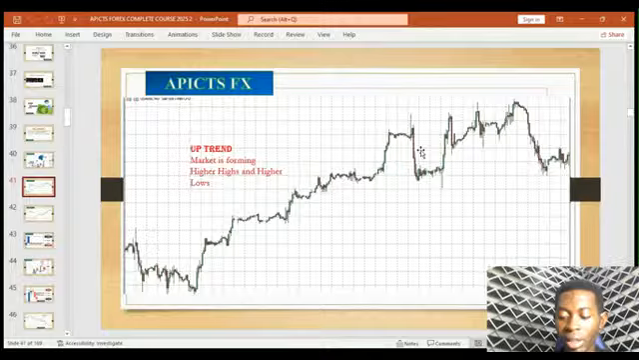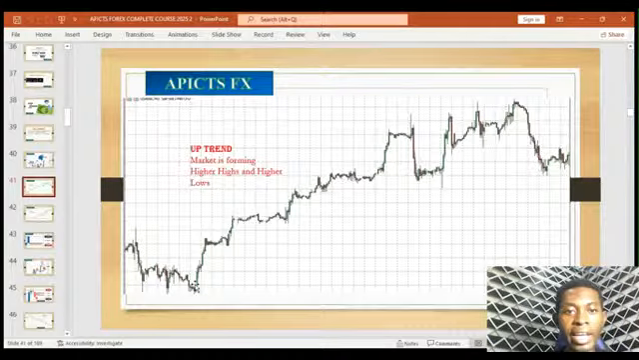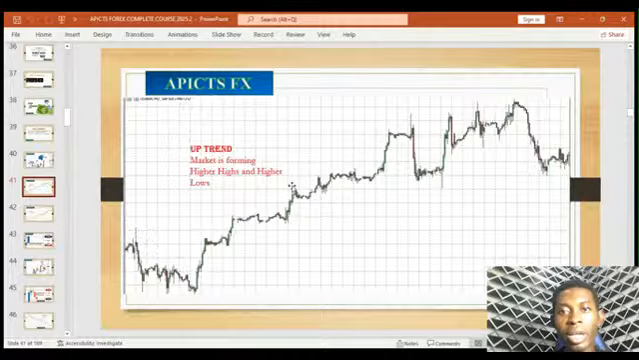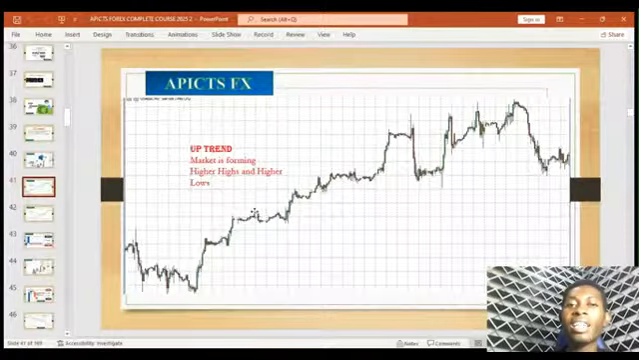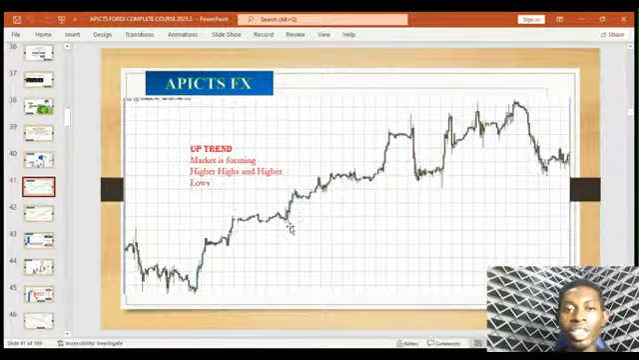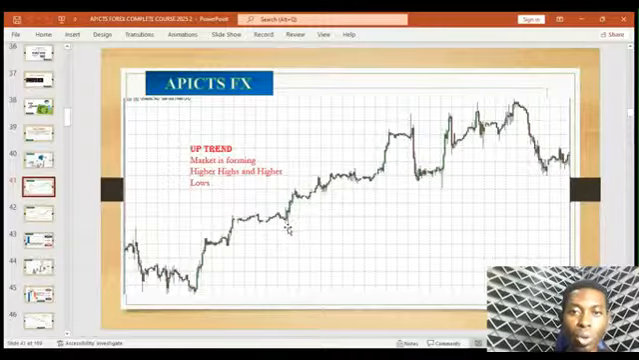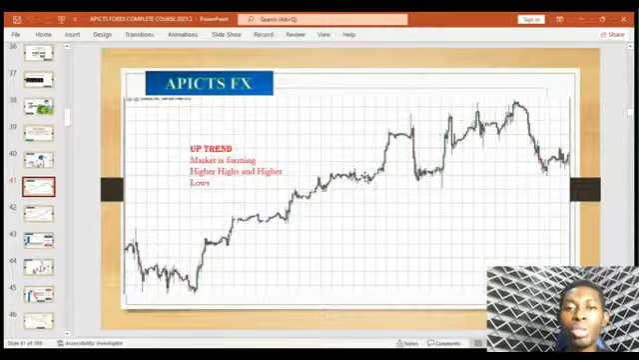When the market is forming a series of highs, look at it now. A high, a low, a high, a low, and so on. When the market is forming a high, the next high is higher than the previous high, and then it's forming lows, and the next low is higher than the previous low. We say that the market is forming a series of higher highs and higher lows. It is said to be in an uptrend.